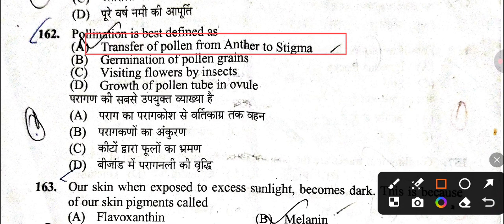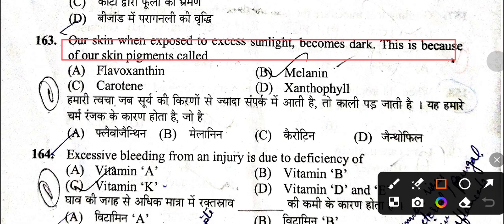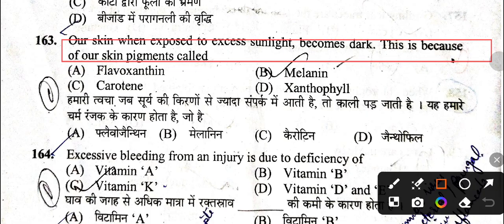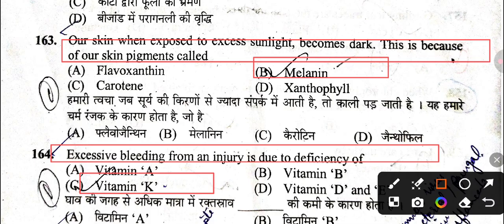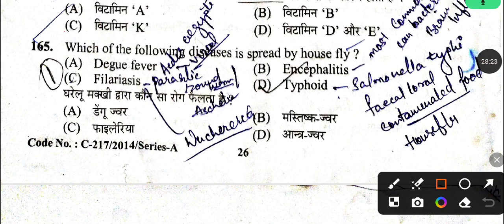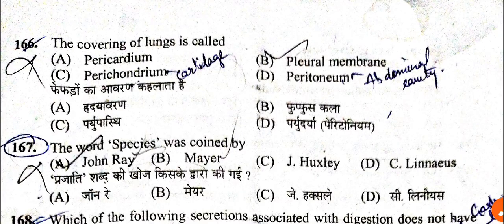Our skin when exposed to excess sunlight becomes dark. This is because of our skin pigment called melanin. Excessive bleeding from an injury is due to the deficiency of vitamin K. Which of the following diseases is spread by house fly? It is typhoid. The covering of lungs is called pleural membrane. Option B is the right answer.